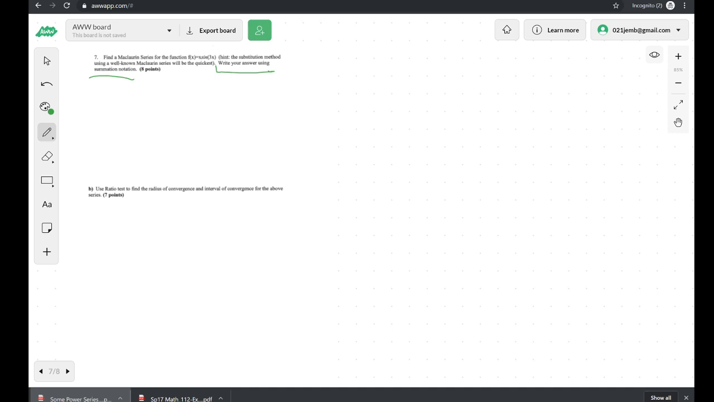So if we know our Maclaurin series, right? You know that the Maclaurin series expansion for sine of x is equal to x minus x cubed over 3 factorial plus x to the 5 over 5 factorial minus, and so on, x to the 2n plus 1 divided by 2n plus 1 factorial. So that's the Maclaurin series for sine of x. If we use a substitution method, which is essentially just plugging in the value for sine of x, then we can find this series easily.